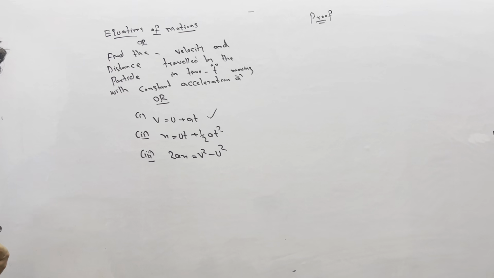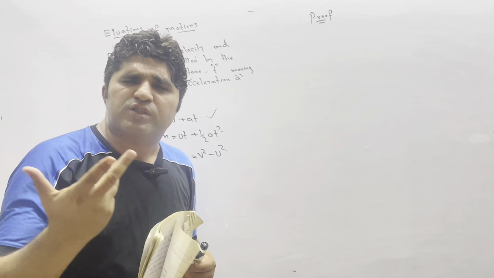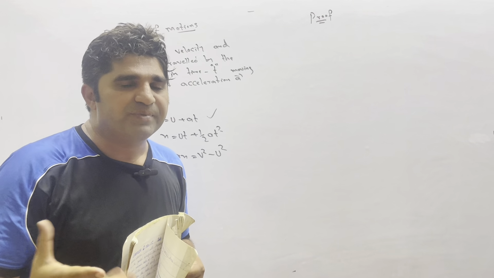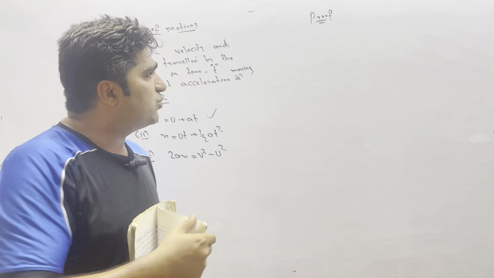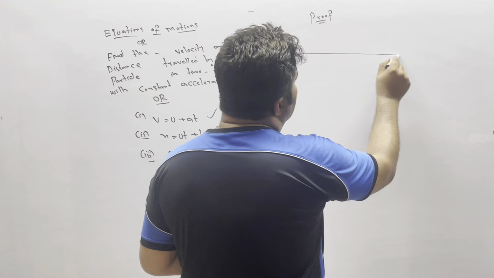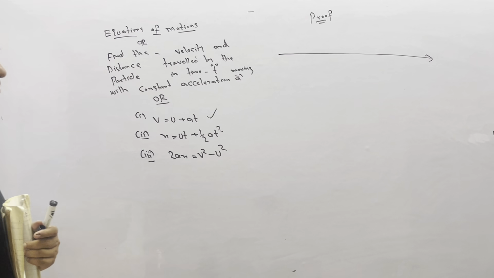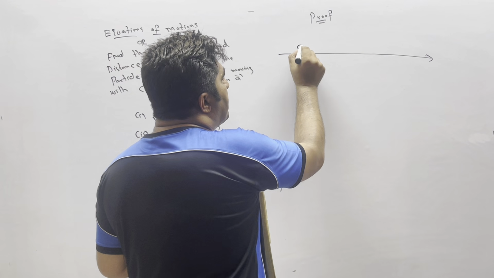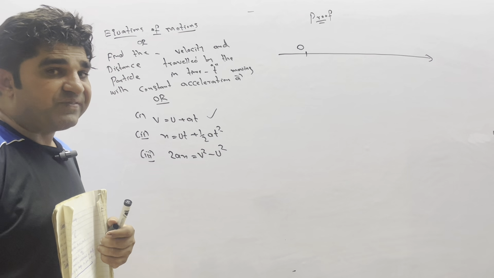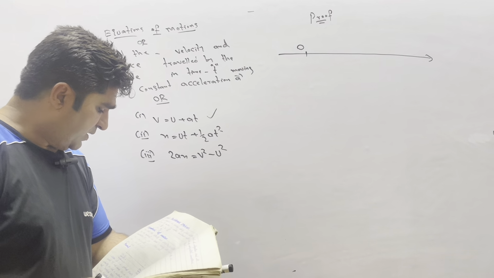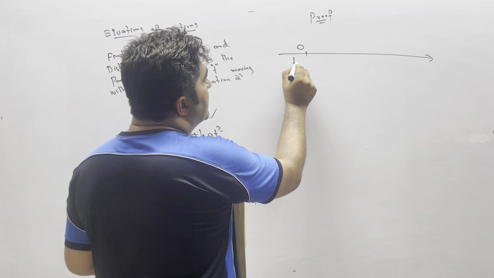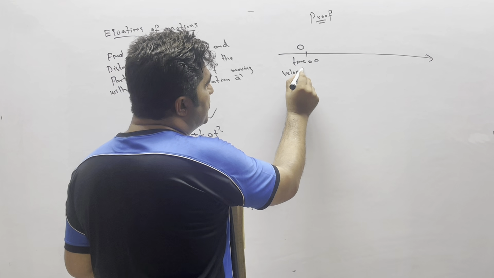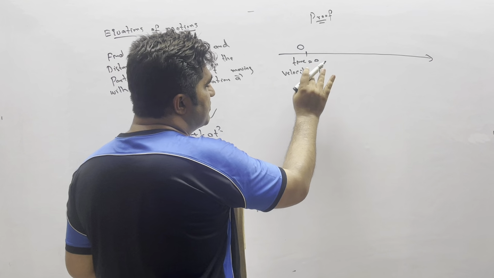As you know, this is a rectilinear motion, and in rectilinear motion the particle is moving along a straight line. You have this particle moving along this straight line. But I'm considering here that it is present at point O. When the particle was present at point O, its time was zero. Its velocity was u, meaning this is the initial velocity.